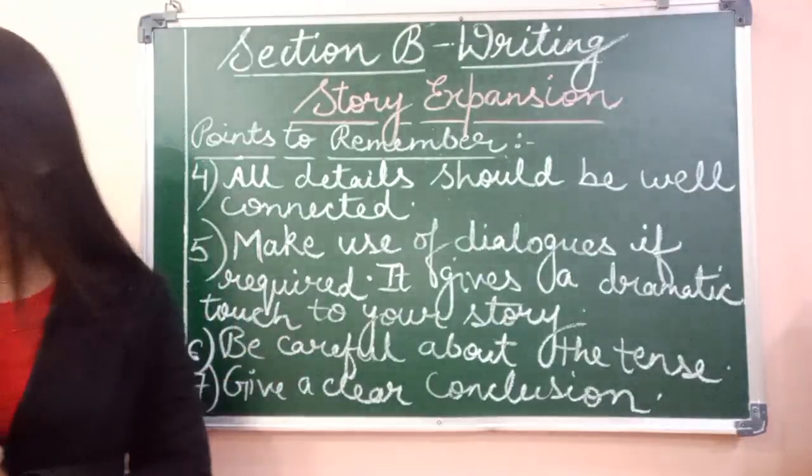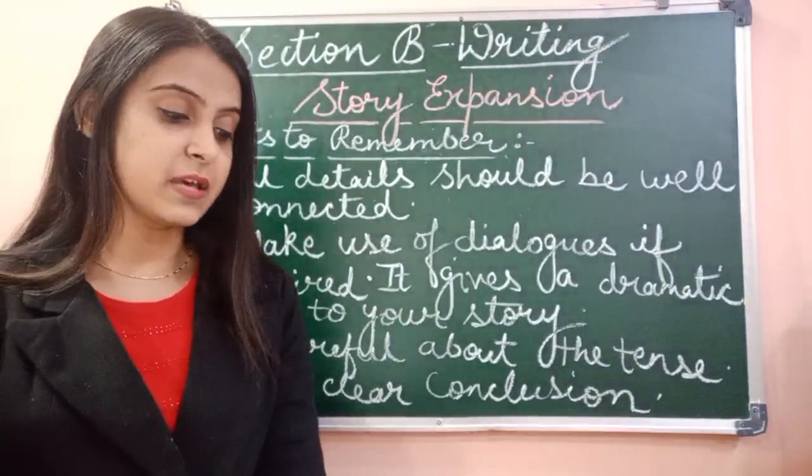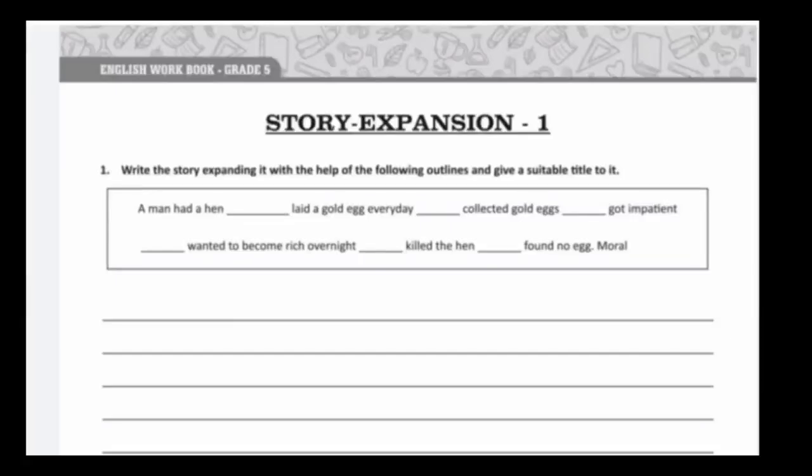So children, now in your books on page number 74, there is an exercise given, story expansion 1. It says, write the story expanding it with the help of the following outlines and give a suitable title to it. Now the outlines that are given here are: a man had a hen, laid a gold egg every day, collected gold eggs, got impatient, wanted to become rich overnight, killed the hen, found no egg, and then you need to state the moral. Now, this is the story that you have been reading since childhood, isn't it?